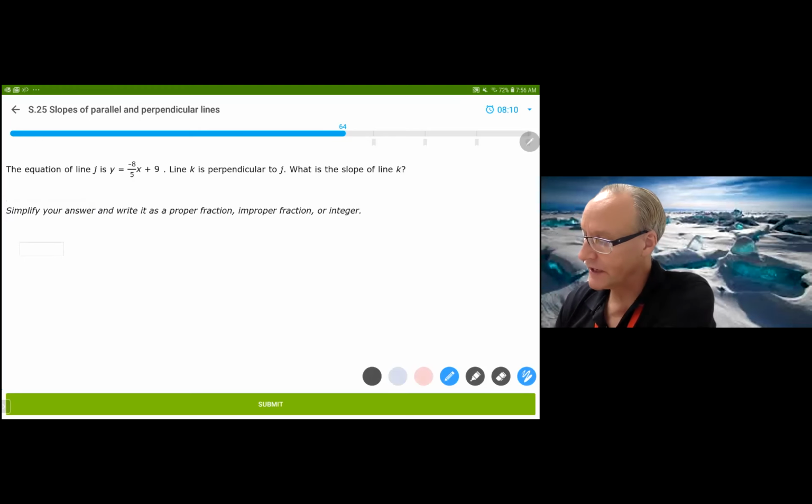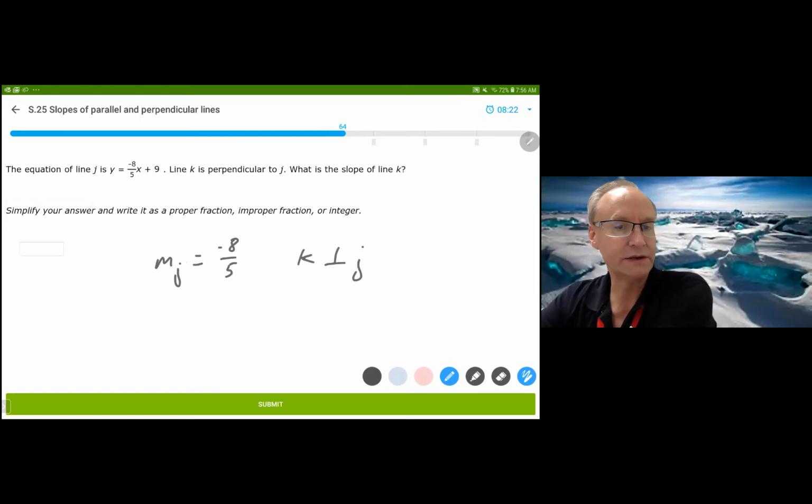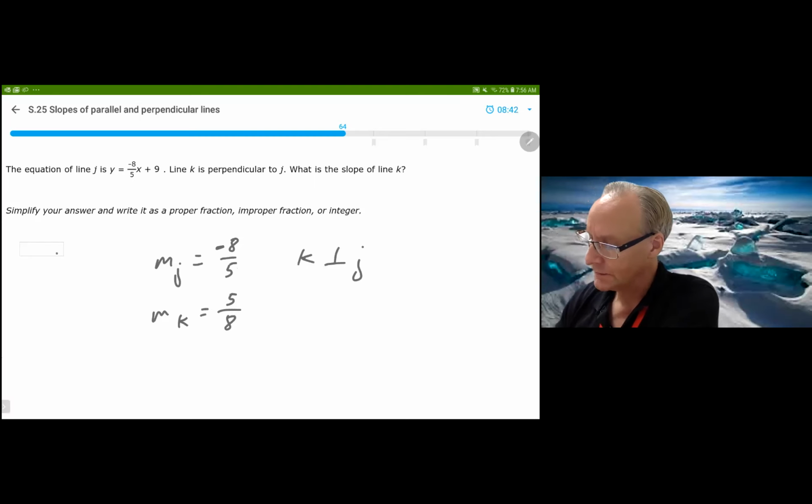Okay, the slope of line J is equal to, sorry, it's funky looking J, -8/5. And K is perpendicular to J. I just want you to practice your notation a little bit. What is the slope of line K? So the slope of line K has to be the negative reciprocal, which is 5/8. A lot of people don't understand what I said. When I say negative reciprocal, I mean you have to change the sign, because the opposite of -8/5 is 5/8, the opposite reciprocal rather. So it's 5/8.